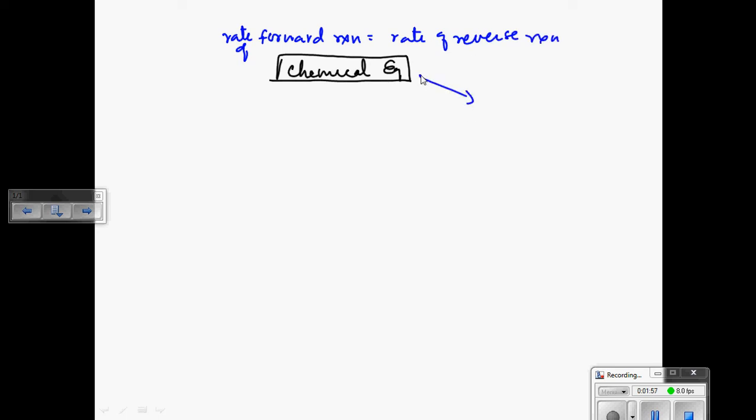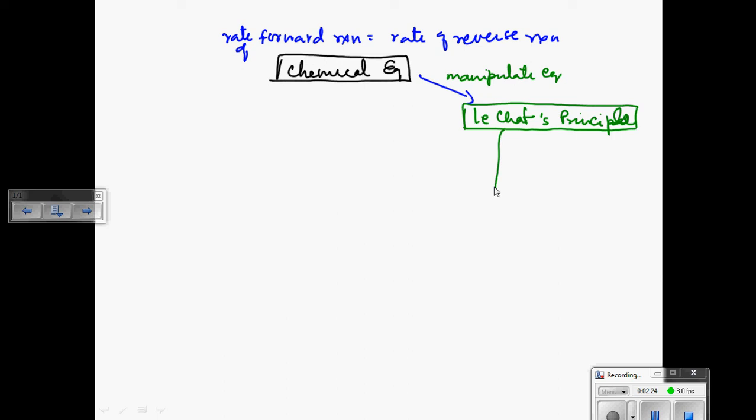And you can manipulate the equilibrium by using Le Chatelier's principle. Remember, Le Chatelier's principle says a system at equilibrium tends to maintain its equilibrium. So if you apply a stress factor, the system tends to undo it. And what kind of stresses can you apply to a system at equilibrium? You can change its concentration. It'll tend to undo the effect.